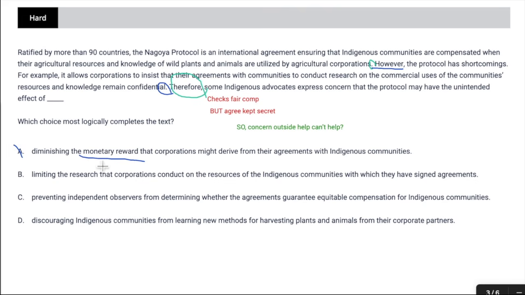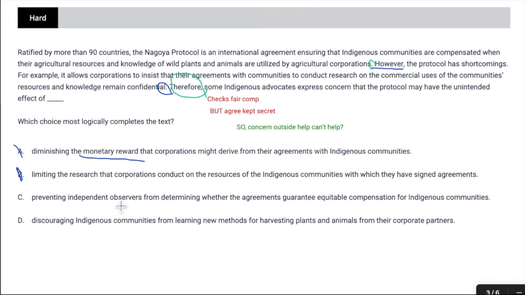Choice B doesn't say anything about outside help. Instead, it seems to be saying like it could be a bad thing for corporations, but the help I was referring to was to help the indigenous communities. So that's, I guess, kind of the opposite of what I want.